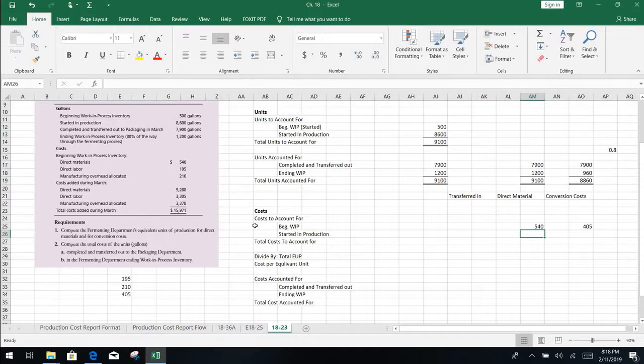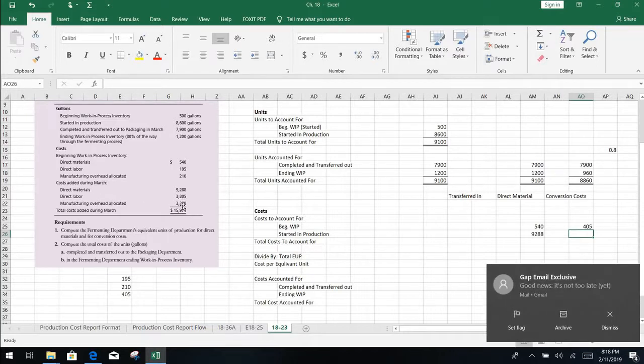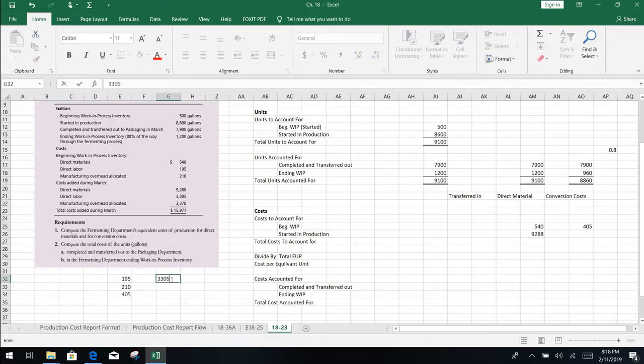And so direct materials, direct labor, manufacturing overhead, cost added during March. So started in production. Direct materials 9288. And direct labor plus manufacturing overhead. Let's just do a little calculation. 3305, 3378, and let's auto sum. Double click. 6683.